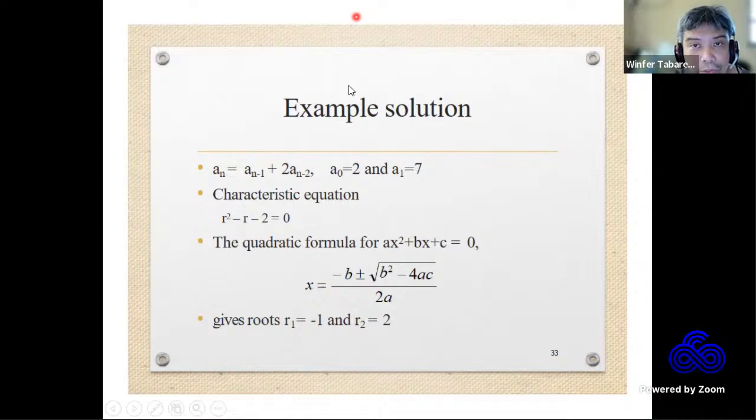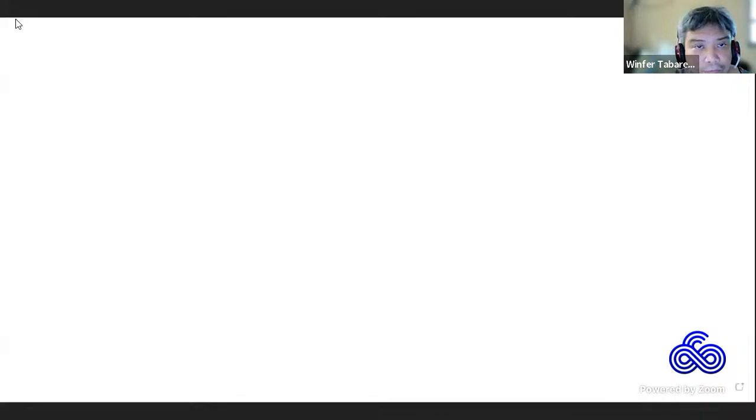So let me go now to the whiteboard so that I can solve this equation from the start. You can just go back to the slides as a reference later. So let me now share the whiteboard. Okay, you should now be seeing the whiteboard at this point.